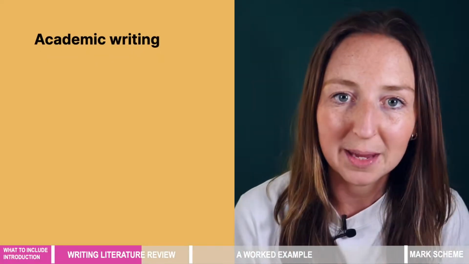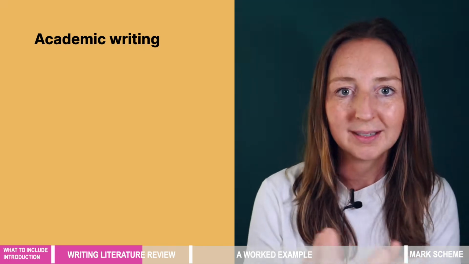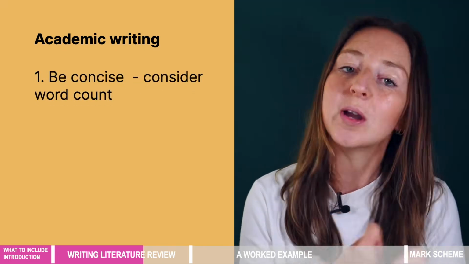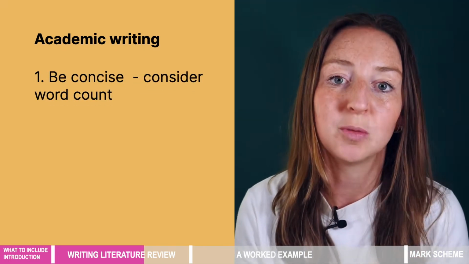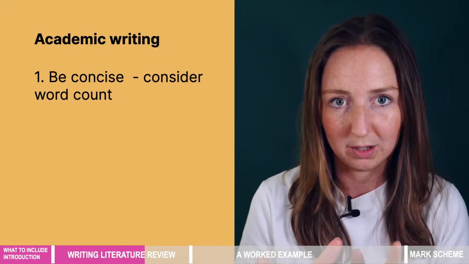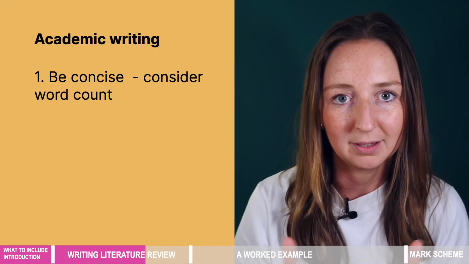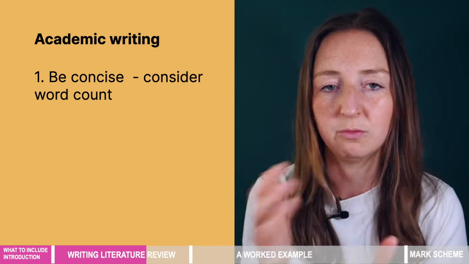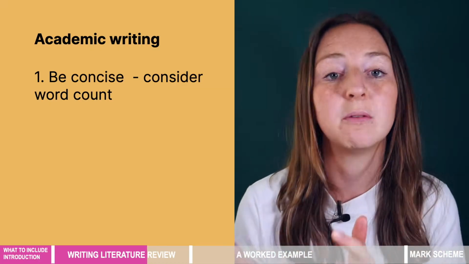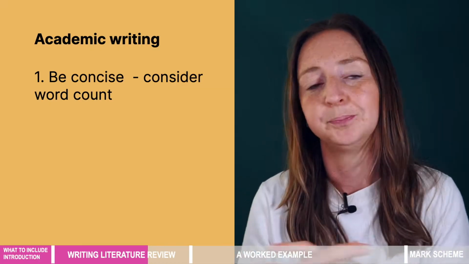And here are my top tips for academic writing. One, keep it concise. Your introduction and your literature review should be about 800 to 1,000 words. Your total NEA is about 3,000 to 4,000 words. And although you can go over that, I don't recommend going too far over.